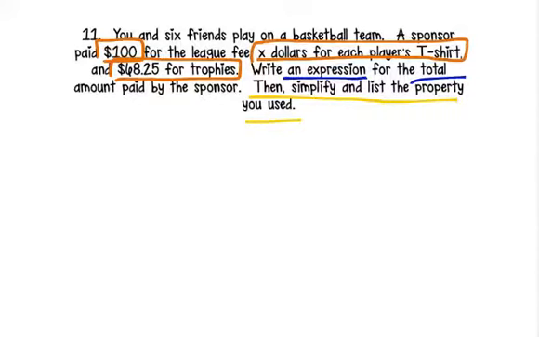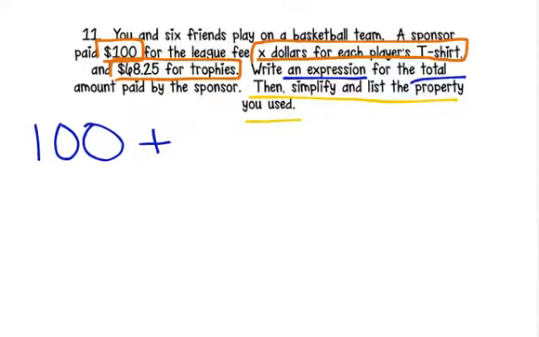Okay, so let's start out with what we have first. The sponsor paid $100 for the league fee. Okay, so we have $100. Plus, they paid X dollars for each player's t-shirt. So they paid X amount of money for each player's t-shirt. Well, how many players were there? If you said 6, you're not right because it's you and 6 friends. So you and 6 is really 7 players.